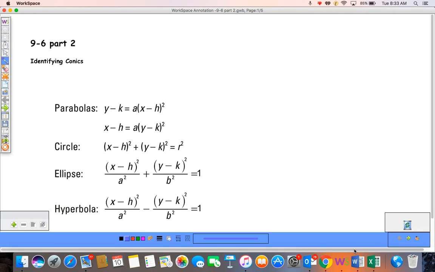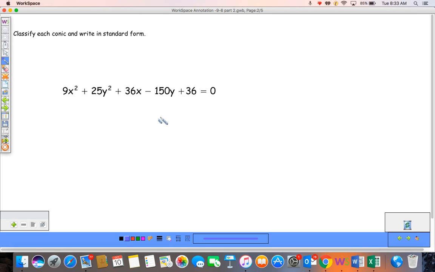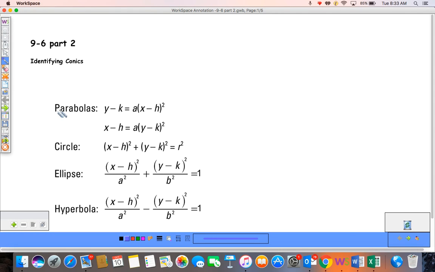Okay, guys, we're going to look today at identifying a conic. And what we're going to be given here, and I'm going to show you the first page, or one of the examples here, is really just a quadratic, and we're going to identify whether that is a parabola, a circle, an ellipse, or a hyperbola.